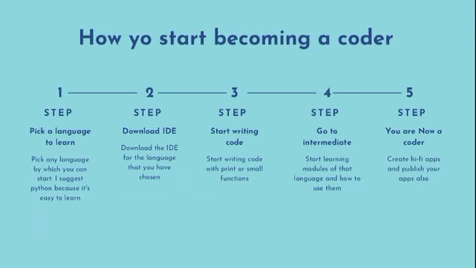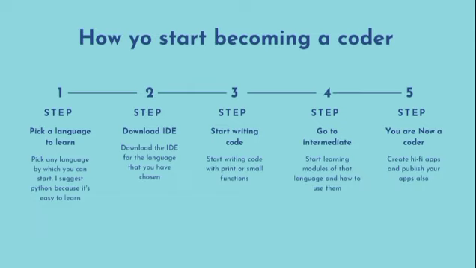Then step 2 is to download an IDE. So download the IDE for the language that you have chosen. There comes an IDE in which you will code. Without an IDE you can't code. Okay, so an IDE is basically an application which is made for coding in that language. So if you choose Java, then you need to download a Java IDE. If you choose Python, you need to download a Python IDE.